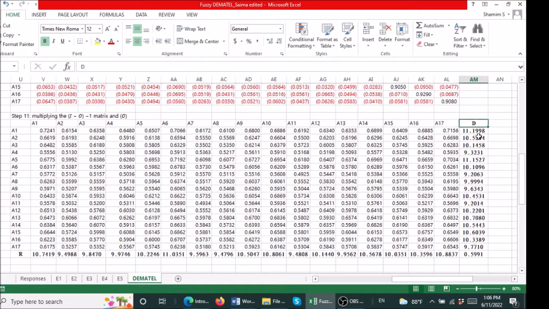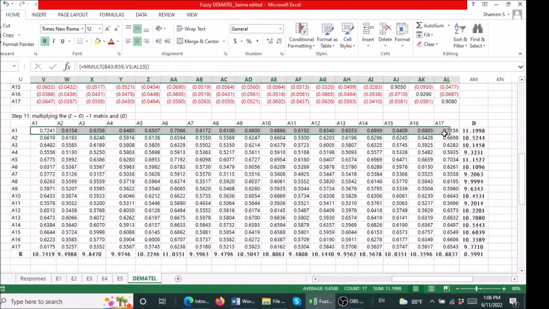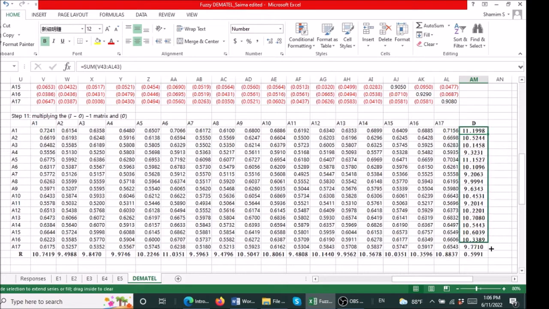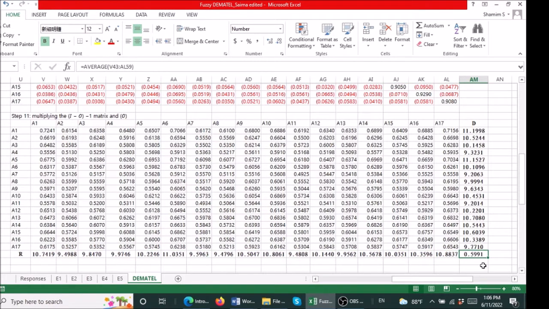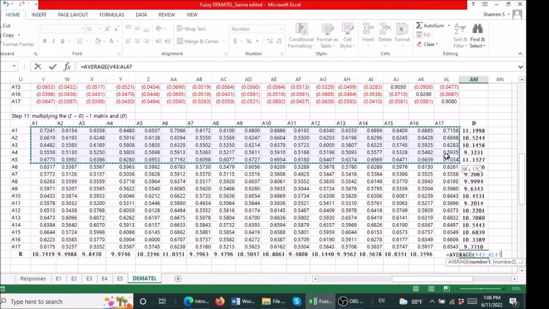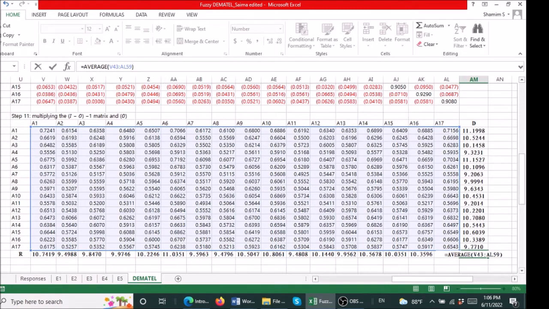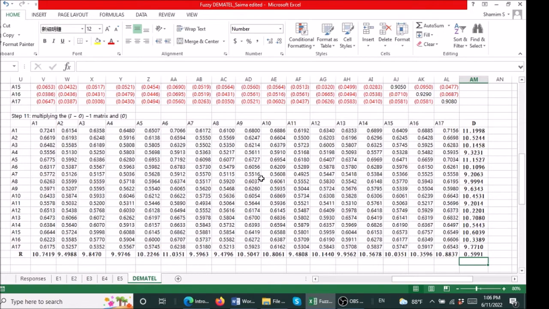Okay. So how to get the D? Simply sum up. Okay, then drag, and this way you sum up. Okay, then drag, and this one basically the average equal to AVG, I mean the average of the total. You see, this way we get the average of the total matrix, 0.599.